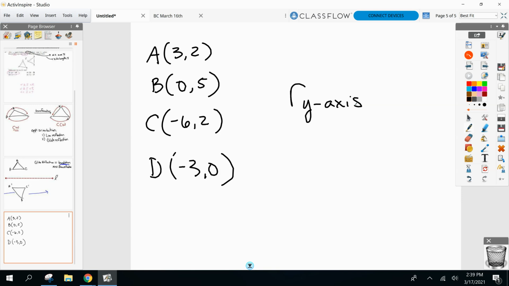Correct. What about this? Let's say I reflected through the line y equals 2, the horizontal line y equals 2. What points would not move now? A and C. A and C, yep, exactly. Okay, so those are points after I perform the transformation that just don't move at all. They just stay there.